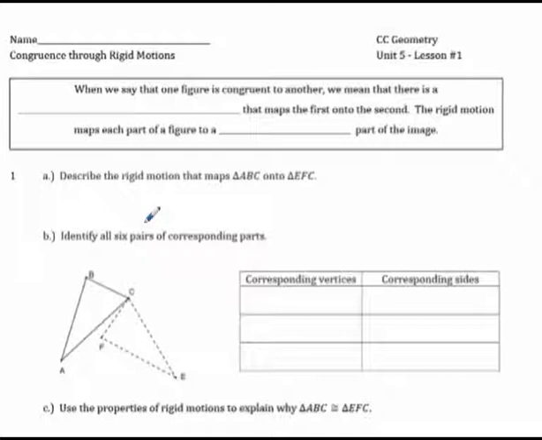When we say that one figure is congruent to another, we mean that there is a rigid motion that maps the first onto the second. So if you have a rotation, a reflection, or a translation, any one of those, it means that the first figure will be congruent to the second, the pre-image and the image. The rigid motion maps each part of a figure to a corresponding part of the image.